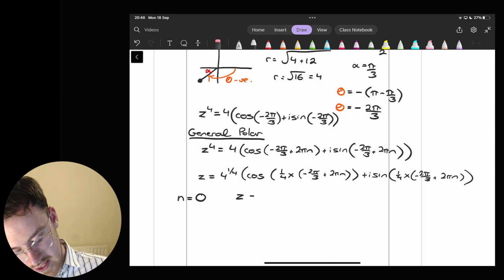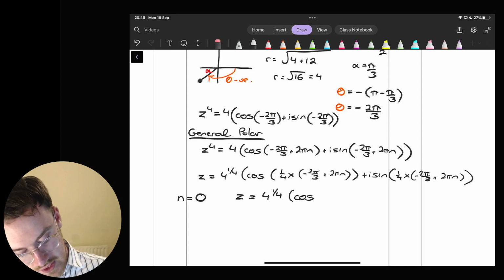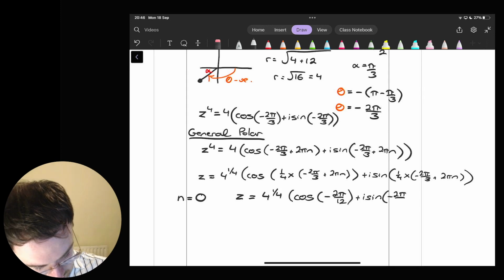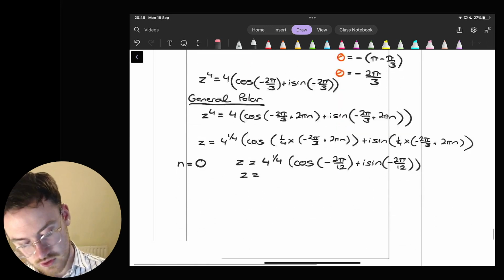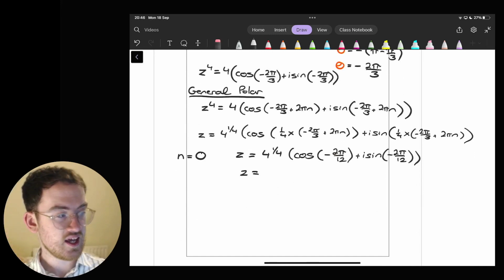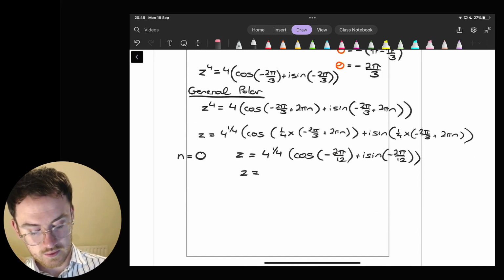So we get z is 4 to the power of a quarter, cos, let me see now, if I have n equals 0, this part is just going to be 0. So I'm going to get a total of minus 2 pi over 12, which is the same as minus pi over 6. And were we asked in any particular form? We were not. So we can leave it in that form, or we can work it out further.